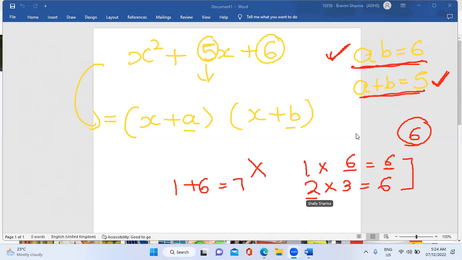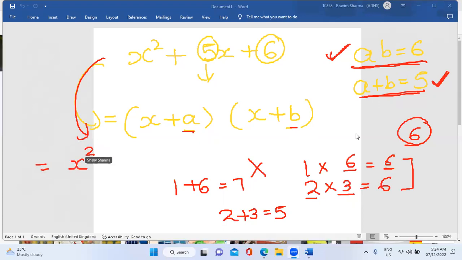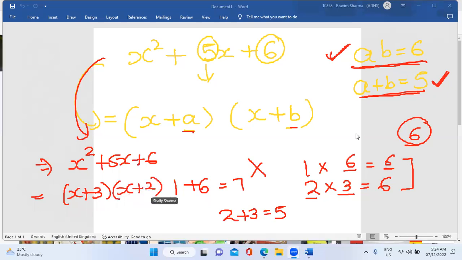Now let's take the second example. 2 times 3 is 6. And if I add 2 and 3, I'm going to get 5. So this will work for me. That means my numbers a and b are 2 and 3. So I will just write its factorized form: x squared plus 5x plus 6 can be written as x plus 3 times x plus 2. Okay, let's try one more question.